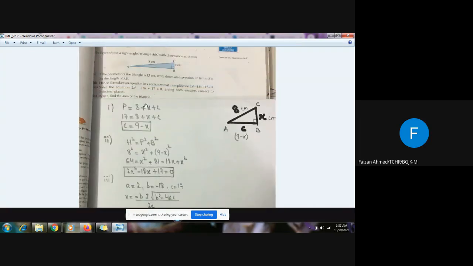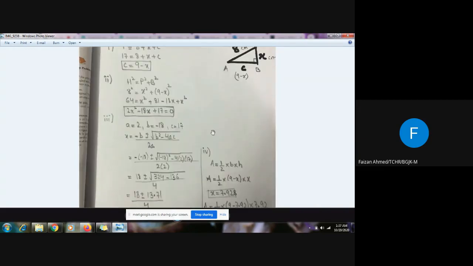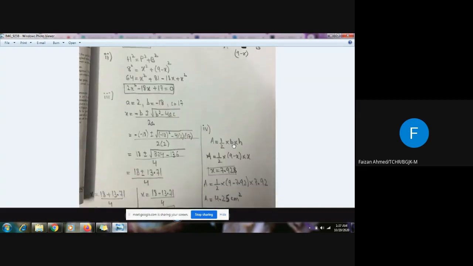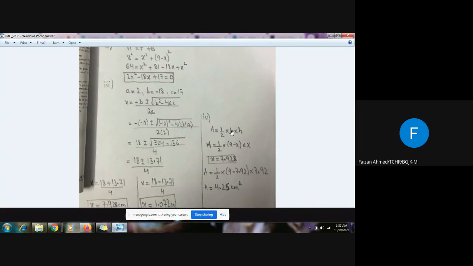This is the third part, because I have calculated the values of x and they are correct up to 3 decimal places. The final part is that I have to find the area of the triangle. Since I know that the area is half times base multiplied by the height of the triangle, this base is 9 minus x and the height is basically x. So I will just use the formula half into base multiplied by h, and I will put the value of base as 9 minus x and the value of height as x.